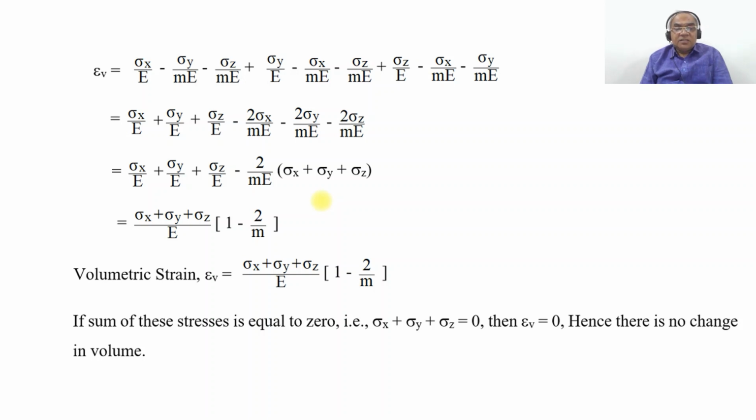If the sum of these stresses is equal to 0, so sigma x plus sigma y plus sigma z is equal to 0, then epsilon V is equal to 0, and there is no change in volume. So this is how you will be able to get the volumetric strain.